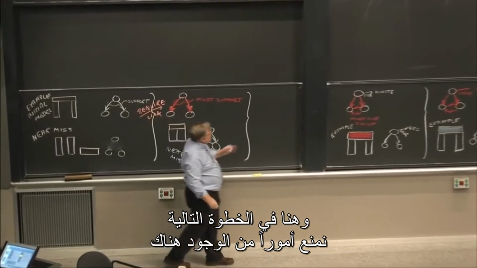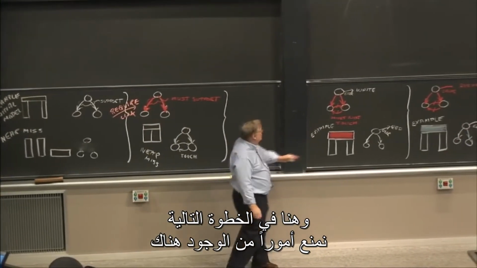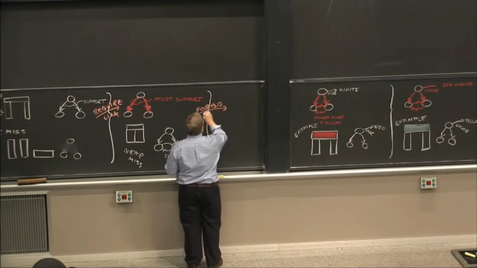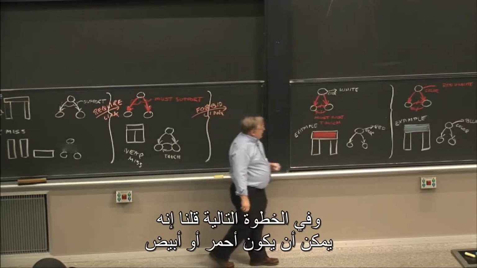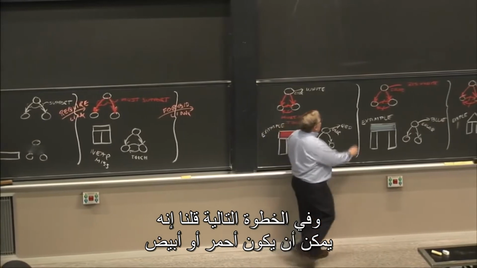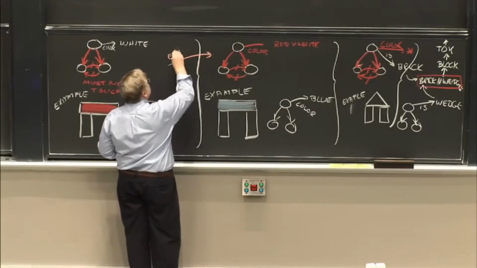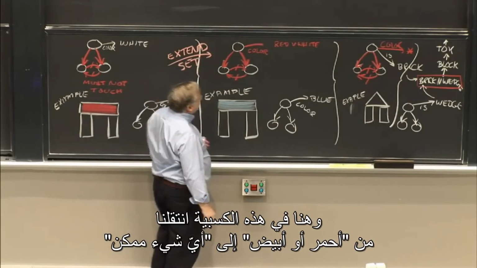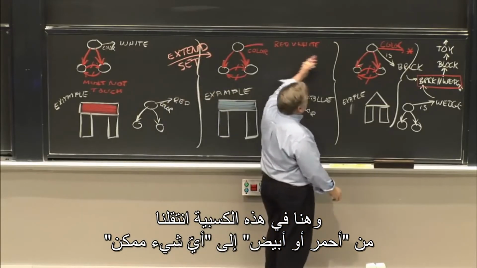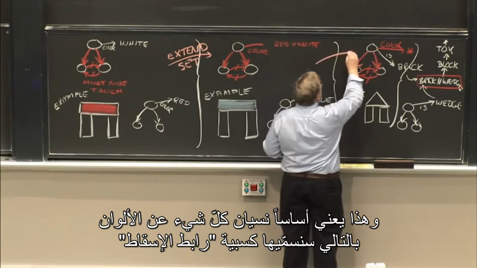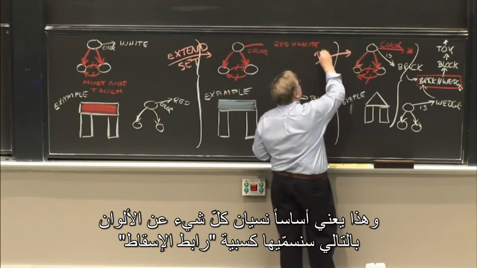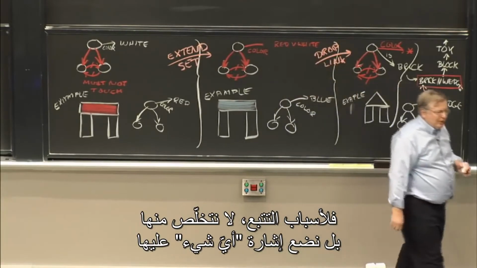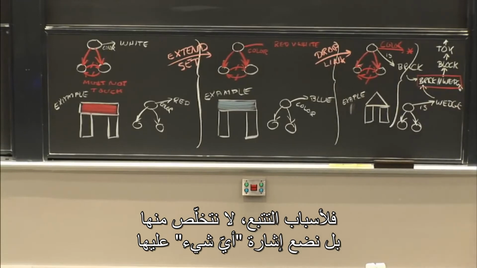And here, in the next step, we're forbidding some things from being there. So Milkowski called that heuristic the forbid link heuristic. And in the next step, we're saying it can be either red or white, so we have a set of colors, and we're extending it. And over here, in this heuristic, going from red or white to anything goes, that's essentially forgetting about color altogether, so we're going to call that drop link, even though for reasons of keeping track, we don't actually get rid of it. We just have it pointing to the anything marker.